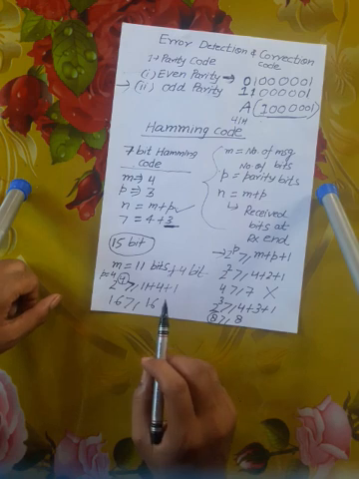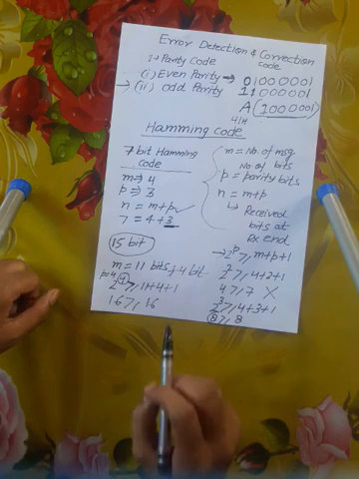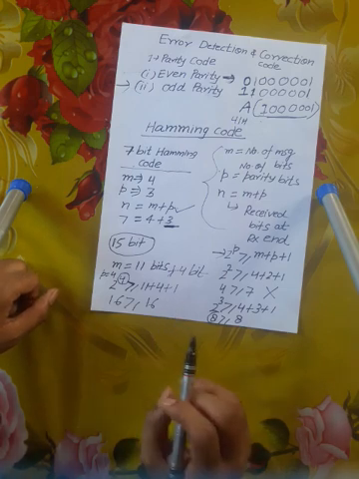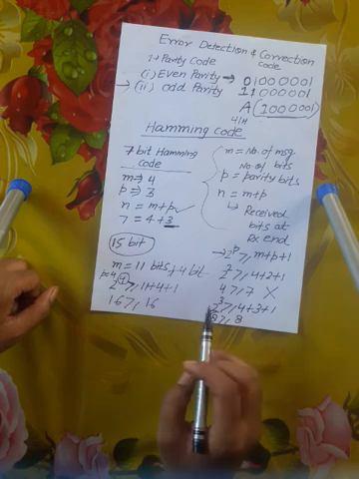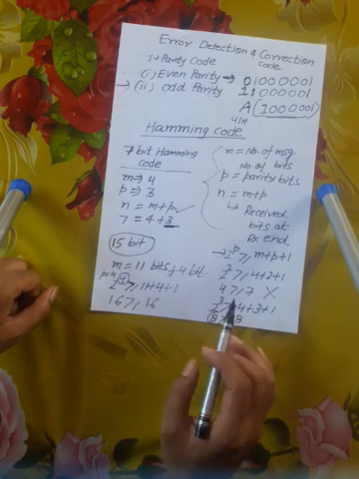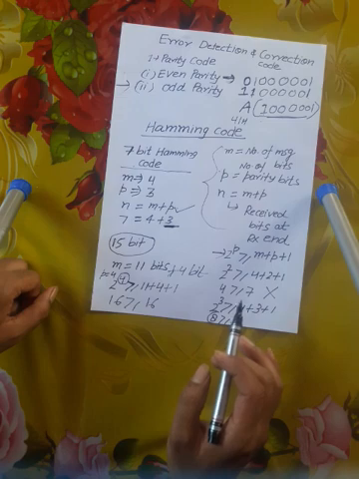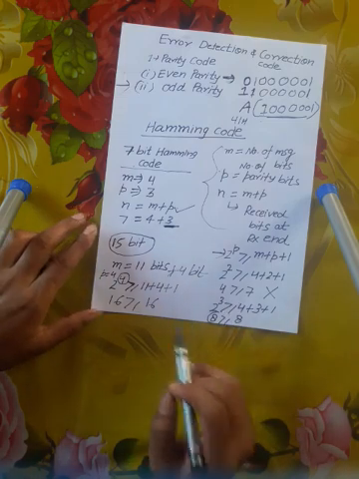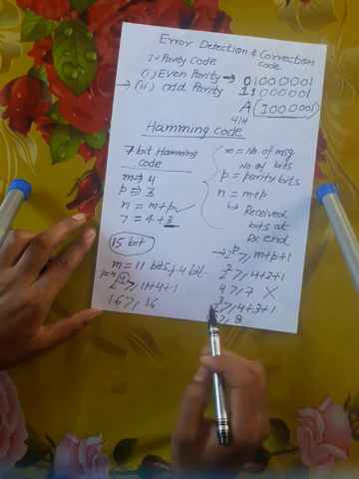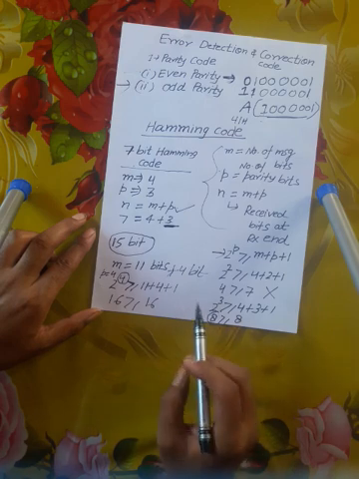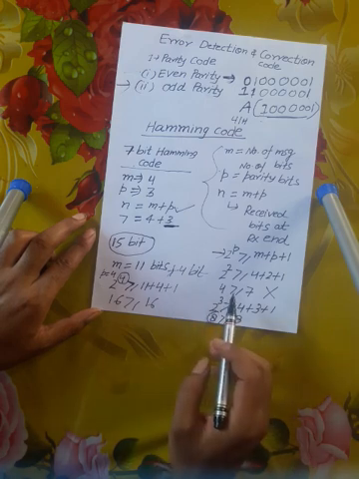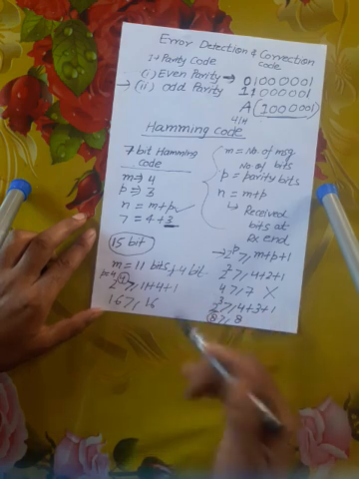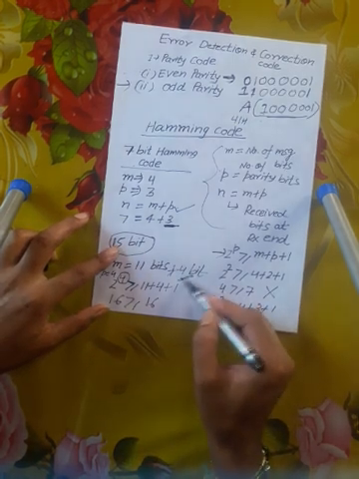How will you remember? Suppose there is a 7-bit Hamming code. The maximum number of bits required to represent 7 is 3. So directly you can find P equals 3. In the 15-bit Hamming code, the total number of bits required to represent 15 is 4. So you can directly write P equals 4.